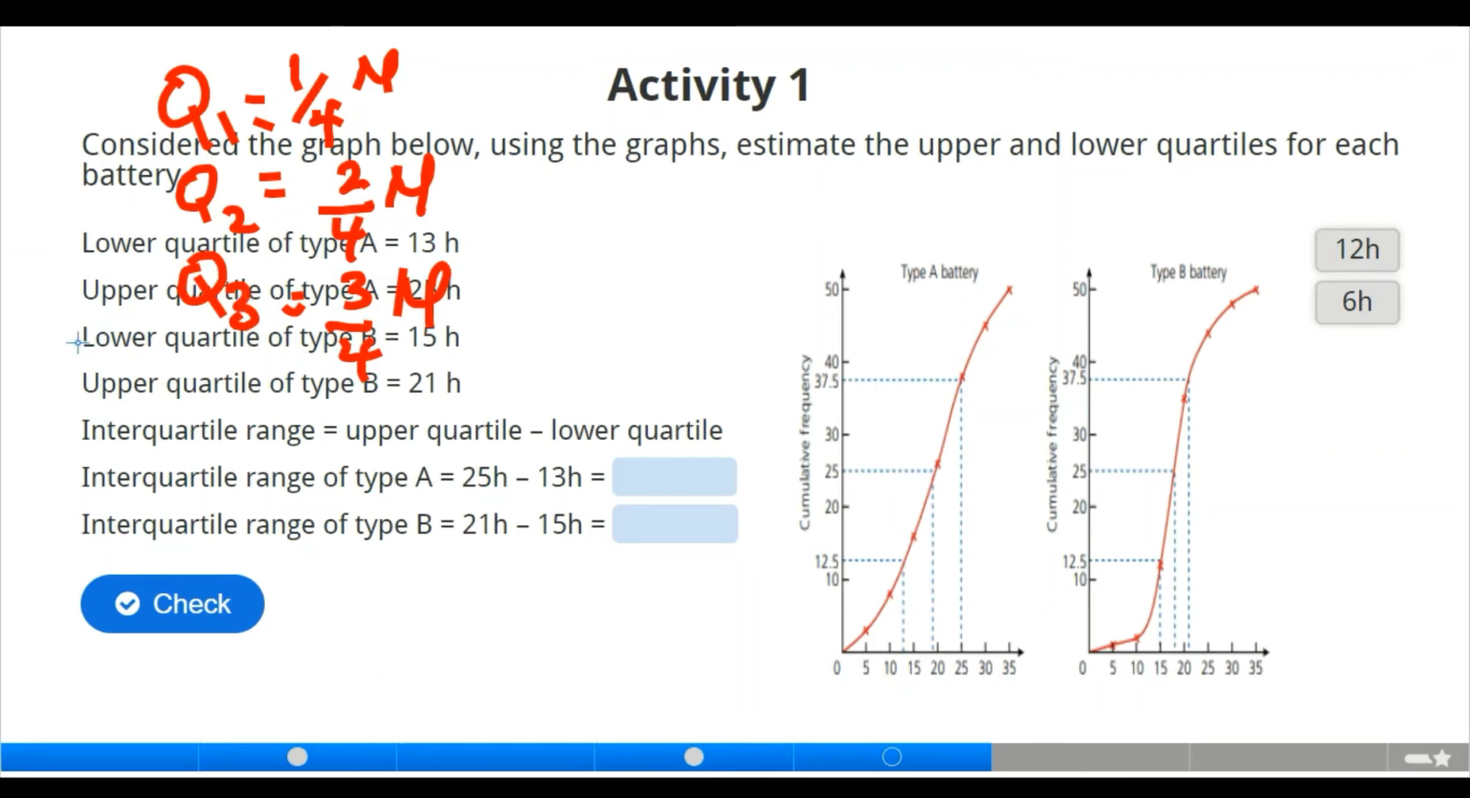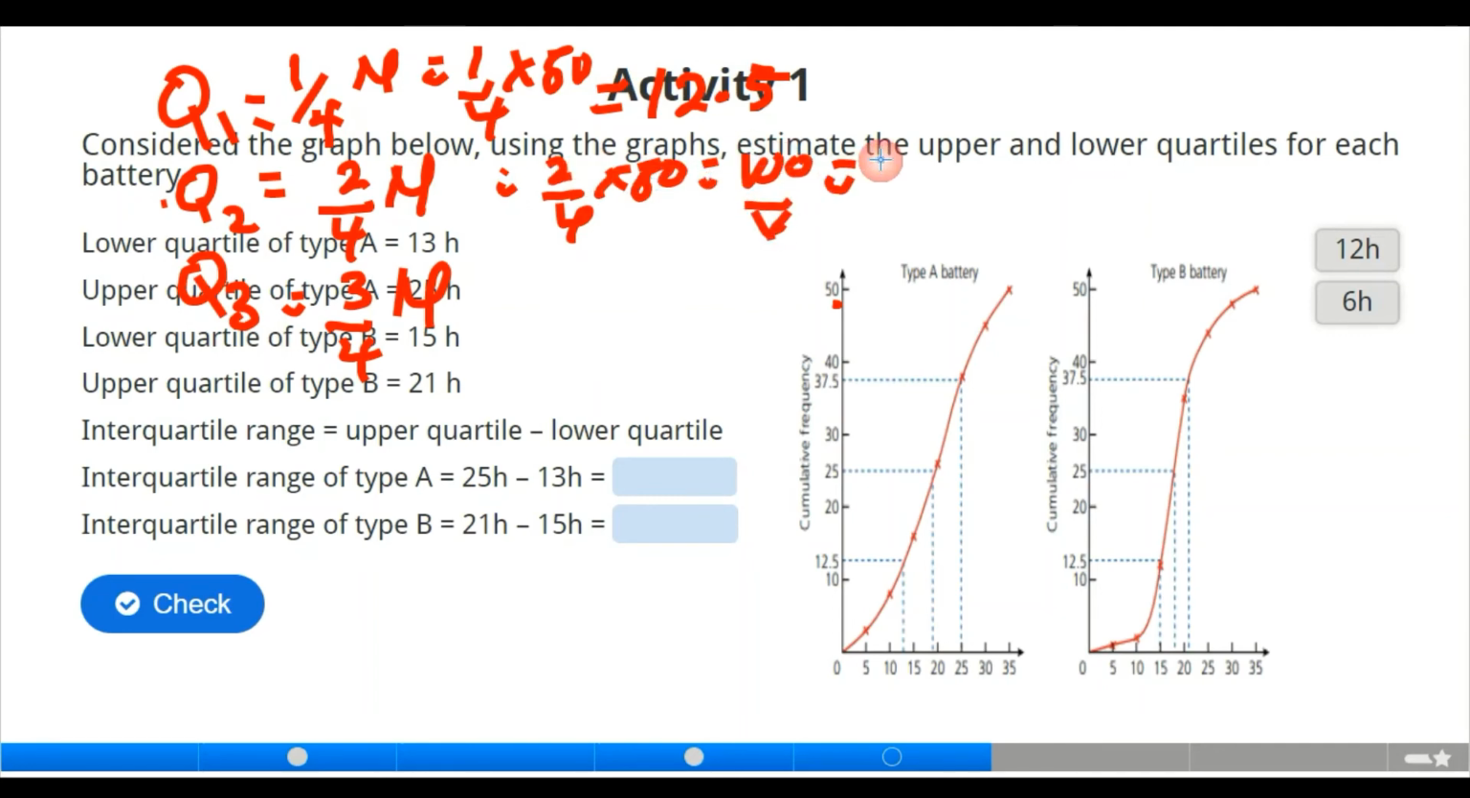If you look at the data set, we don't have the middle value. We are just calculating the upper quartile and the lower quartile, but we are going to calculate everything together. The total frequency that we have here is 50. So Q1 is 1/4 multiplied by 50, which is 12.5. Q2 is 2/4 multiplied by 50: 2 times 50 is 100, and 100 divided by 4 gives us 25. Q3 is 3/4 multiplied by 50, which is 150 divided by 4, that is 37.5.